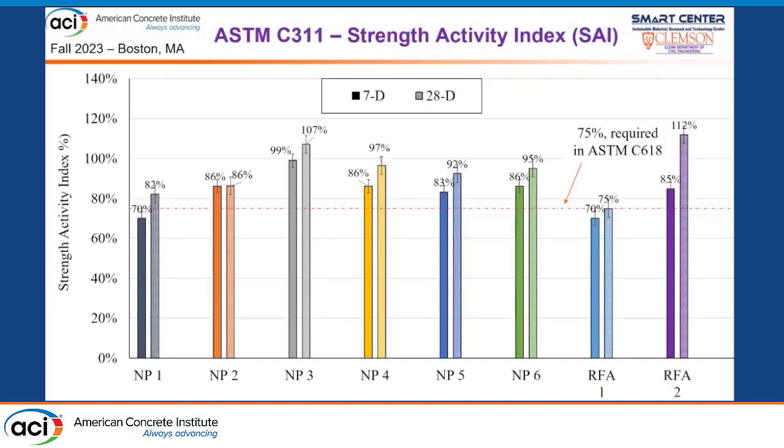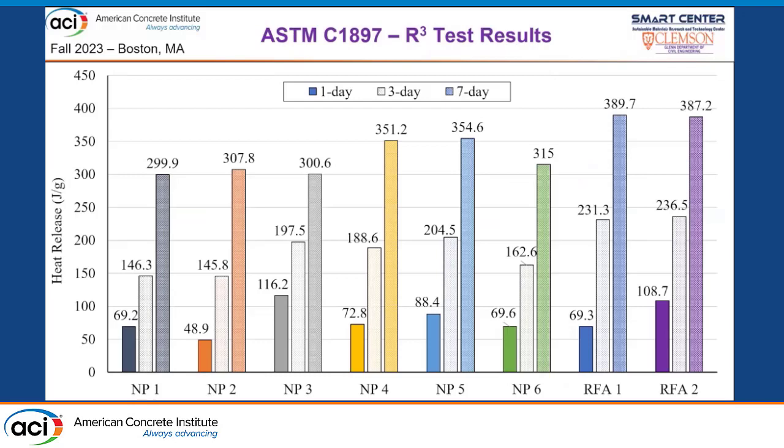And here is the strength activity result. Except for the MP1 and IF1 7-day results, the rest of the samples satisfy the requirement in ASTM C618 to reach 75% of the control. And this is the ASTM C1897 R3 test result. All the materials have at least around 300 or over 300 joules per gram. So they are all considered very highly reactive pozzolanic materials.